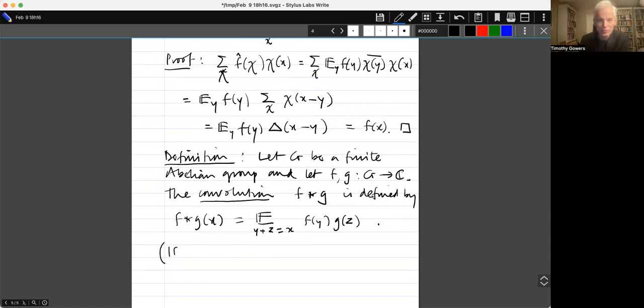I'll put this in brackets because we don't really tend to use convolutions of functions defined on dual groups very much. But nevertheless, I think they do occasionally come up. So if they're defined on a dual group g hat, then we define it by using a sum instead.